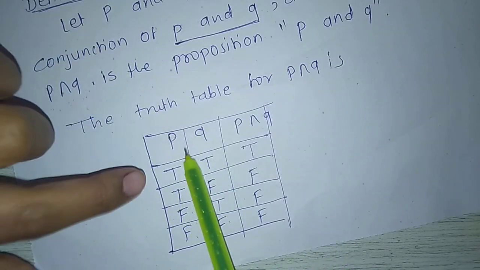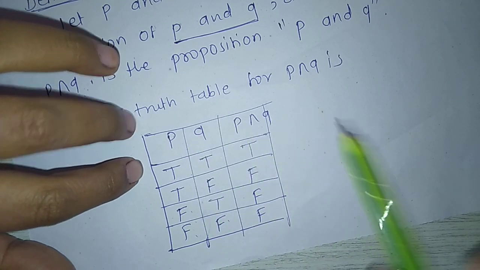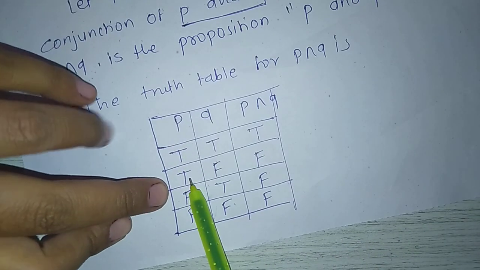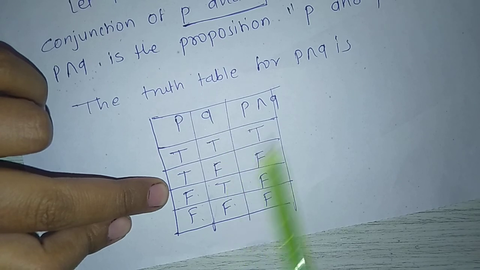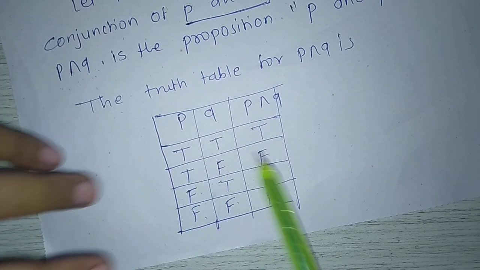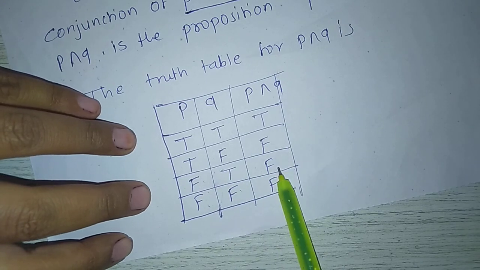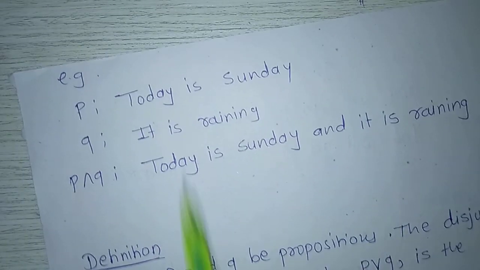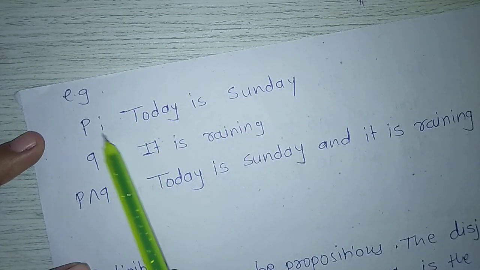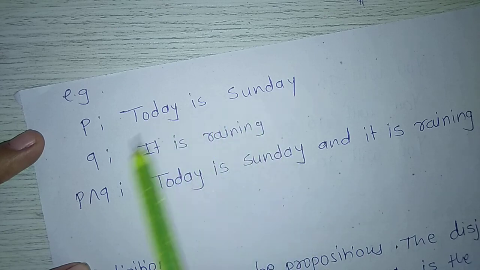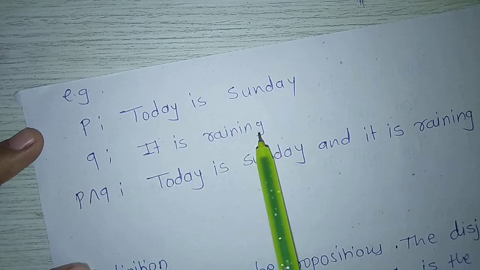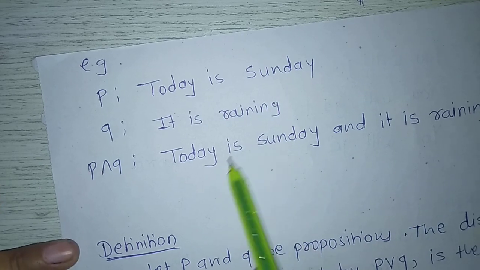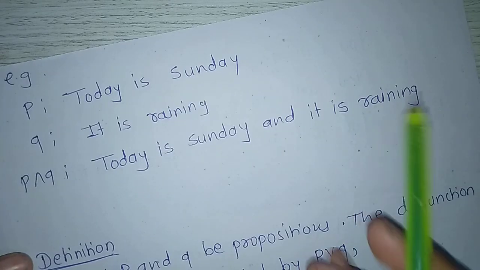P and Q: if both propositions are true, then P and Q is true. If one proposition is true and the second is false, then P and Q is F. Similarly for F, T, P and Q is F. F, F, P and Q is F. For example, P proposition is today is Sunday, Q proposition is it is raining. Then P and Q is today is Sunday and it is raining.